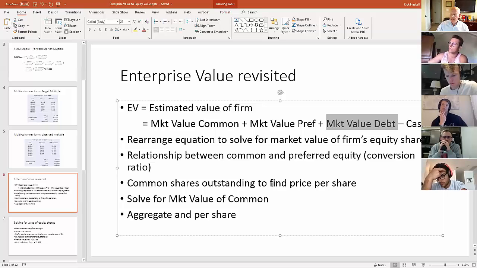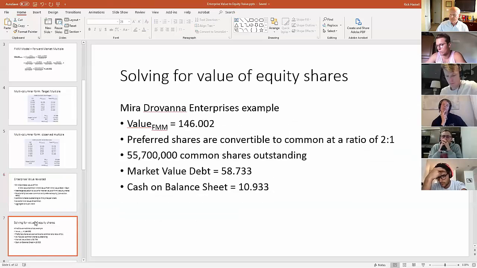We then need to know something about the common shares outstanding. We need to know something about the number of preferred shares outstanding as well. We can then solve for the market value of the common, and we can aggregate it and we can find a per share price on it. Let's look at an example for this.